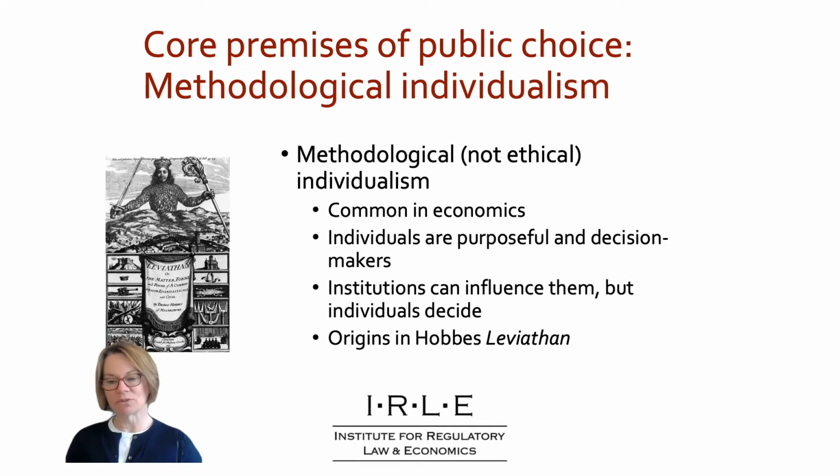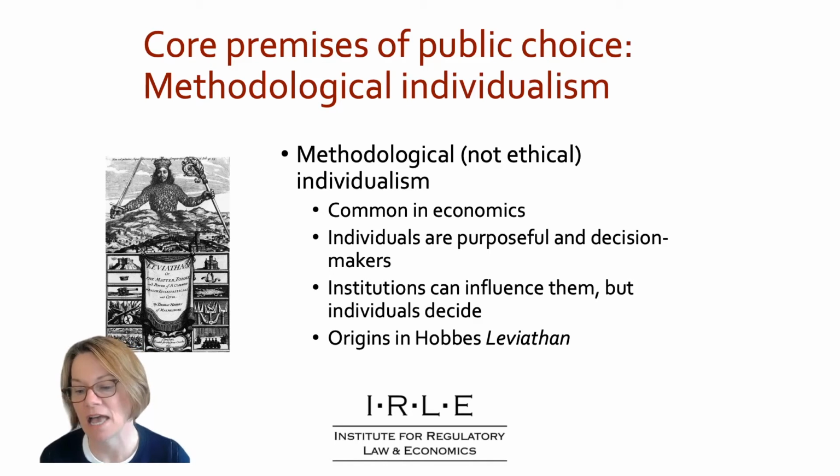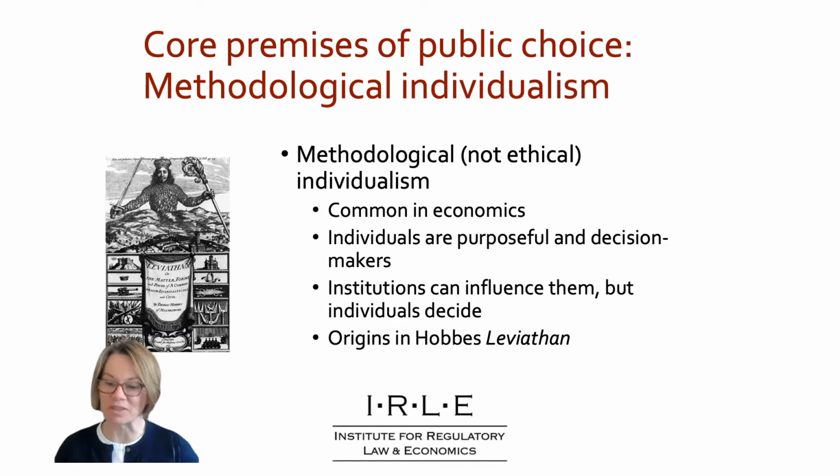And what can influence individuals is institutions, right? The kind of rules, the formal and informal rules and norms that shape our incentives and shape our interactions with each other. Those institutions can certainly influence people's decisions, but the individual is the decision maker. And that's what defines methodological individualism, which has a very long history in economics and before that in political theory, going all the way back to Hobbes's Leviathan.